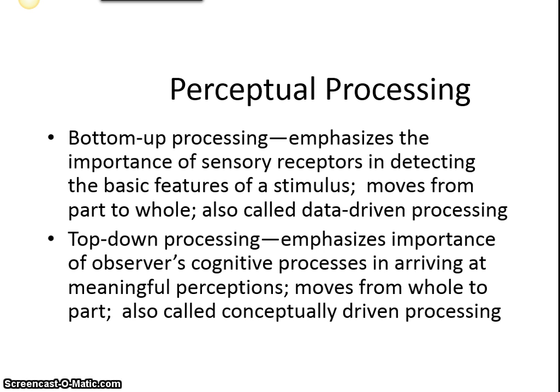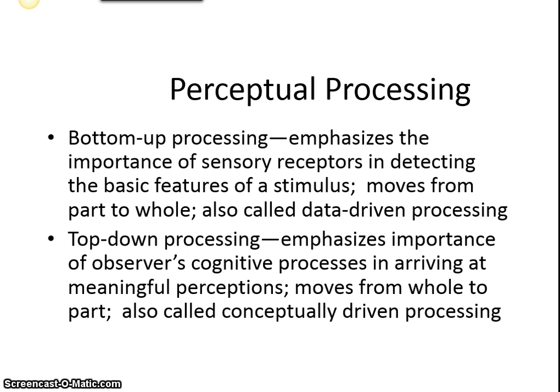Let's talk about two types of perceptual processing. Bottom-up processing. It begins with our sensory receptors. We detect lines, angles, and colors that form the image. In this type of processing, our mind moves from the part to the whole. This is also known as data-driven processing.